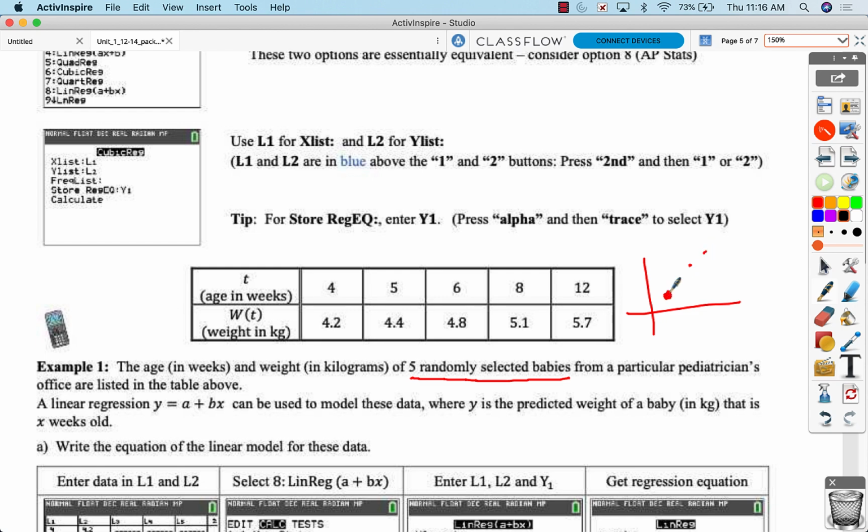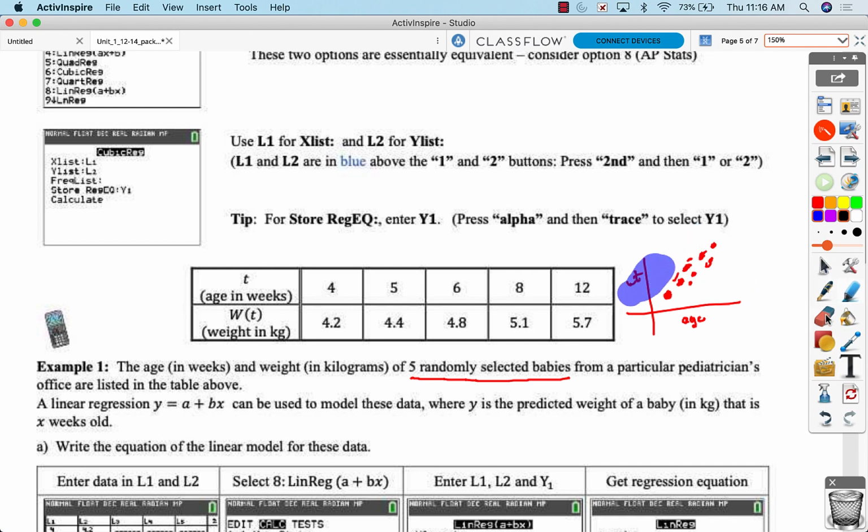Every dot is a baby. The X represents the age, and the Y represents the weight. So this would be an old baby that doesn't weigh a lot, and this would be a young baby that weighs a lot. But for the most part, everybody kind of follows the trend, hopefully.